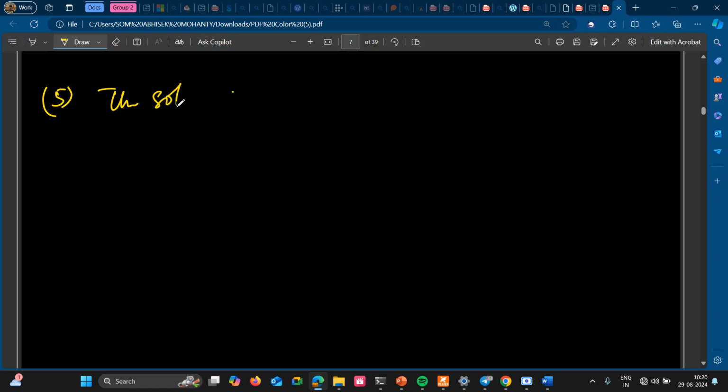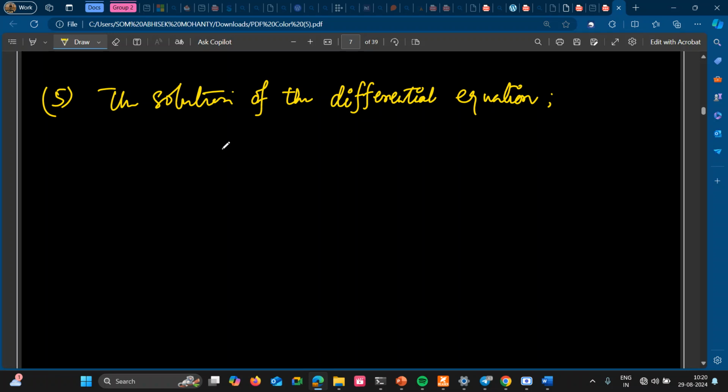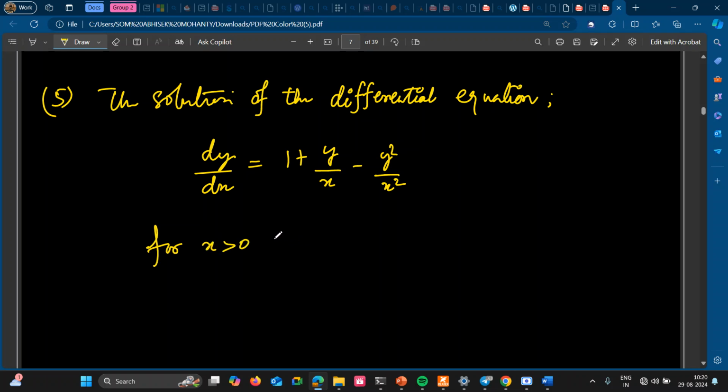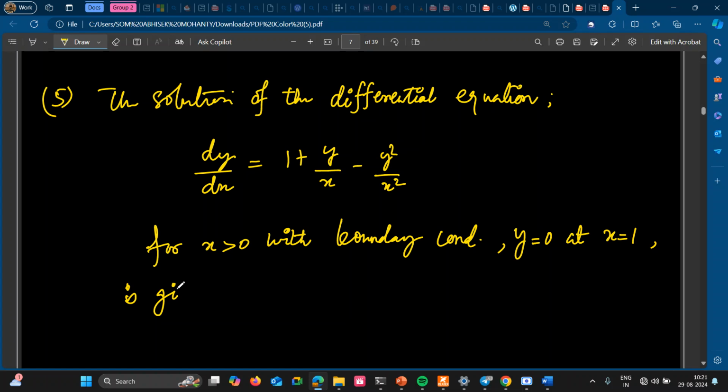The solution of the differential equation dy by dx is equal to 1 plus 1 by y by x minus y square by x square, for x greater than 0, with boundary condition y is equal to 0 at x is equal to 1, is given by y of x is equal to what?